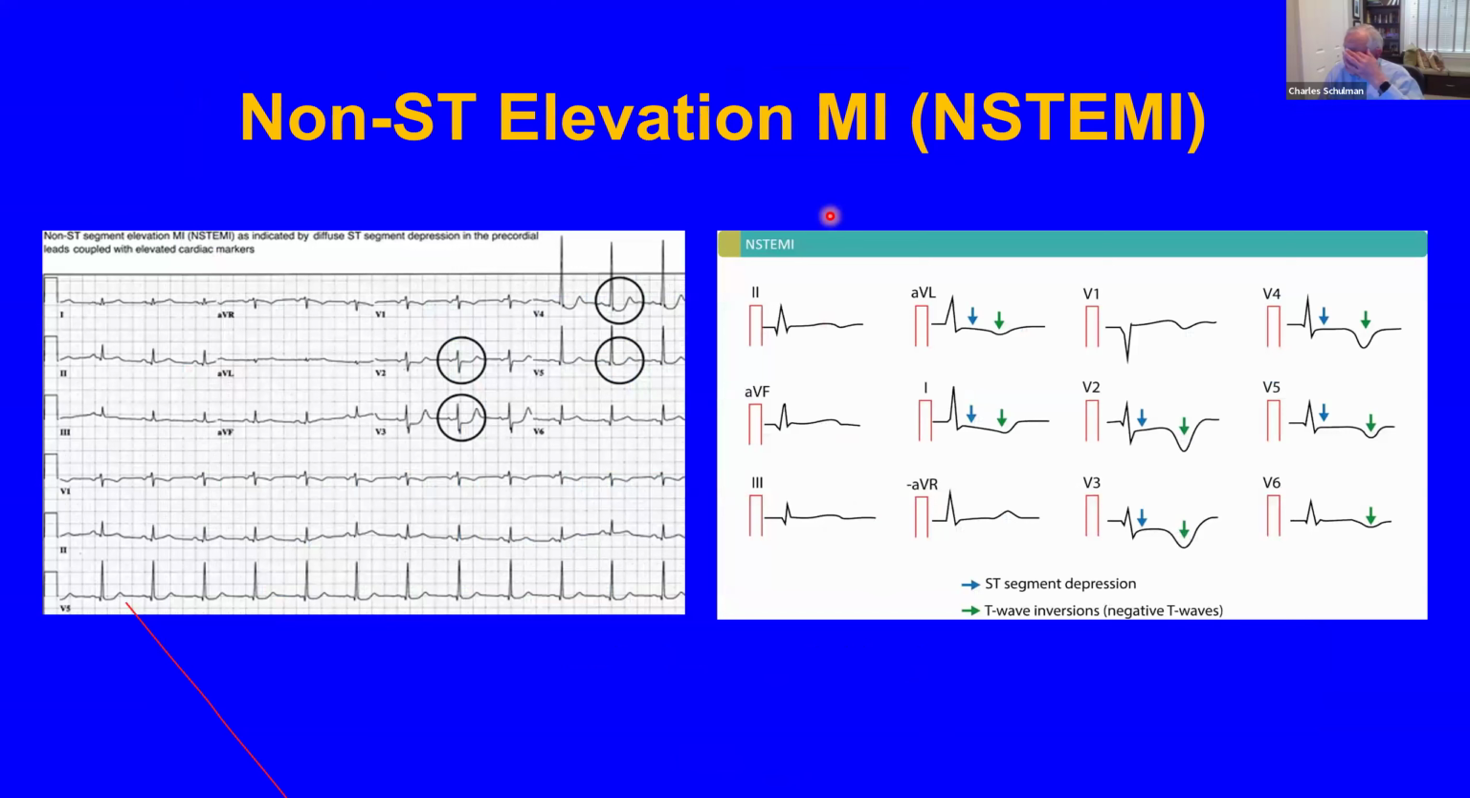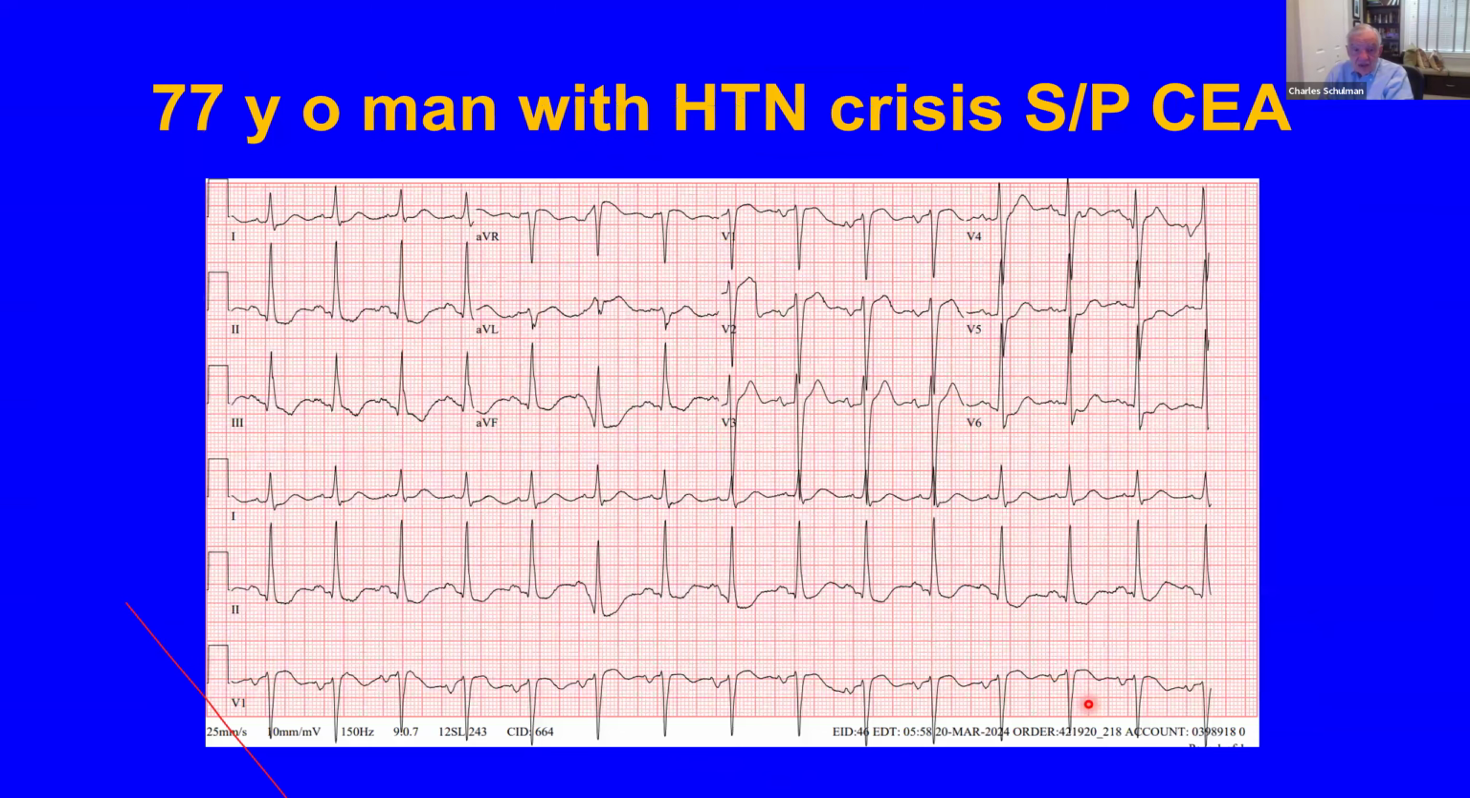Now, we've talked about ST elevation MI, and there's a whole group of patients who have non-ST elevation MIs, basically ST depression followed by T-wave inversion. So here's a 77-year-old man who was in the hospital on the surgical service for a carotid endarterectomy. Post-operatively, he developed extreme hypertension, and this was a hypertensive crisis because he also had chest pain. Here's his electrocardiogram.